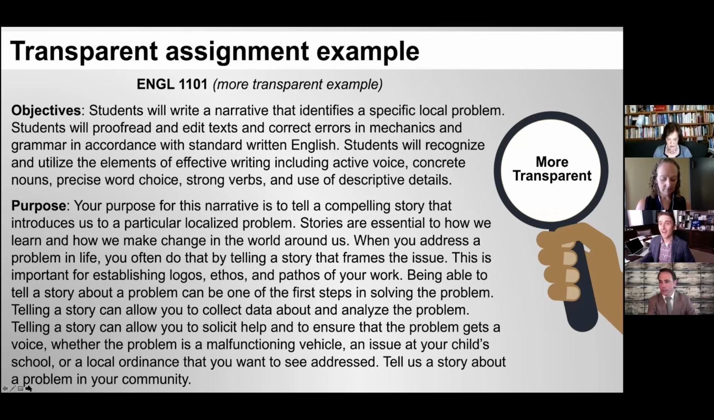Yeah, I agree. Everybody loves a story. And Paul brings up the need to clarify a social problem. Completely agree. I think to make this more transparent would be explaining what a social problem is and offering some examples.